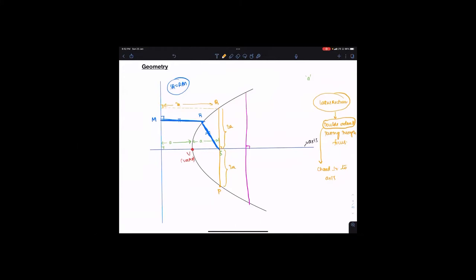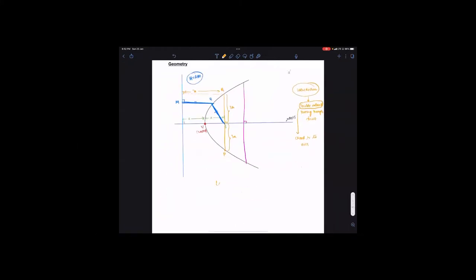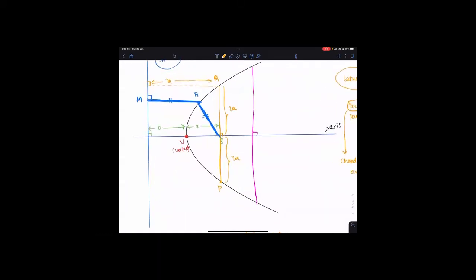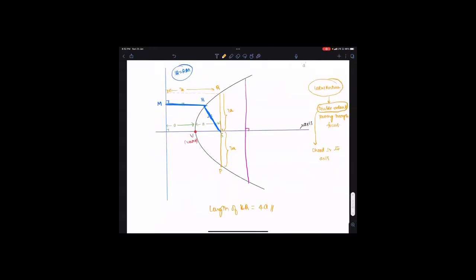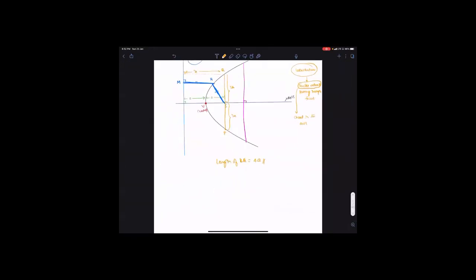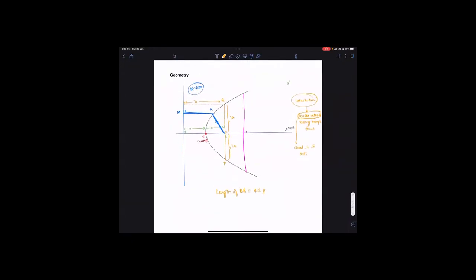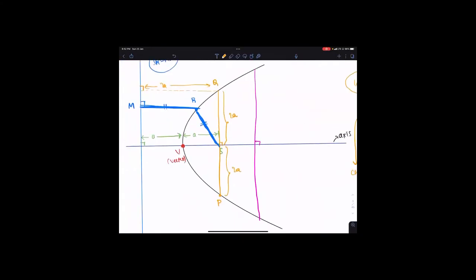So this PQ is the latus rectum. So the length of the latus rectum is given by 4A. And see here how we are getting the ends of the latus rectum, how we are getting P and Q. You start at S, move in the perpendicular direction to the axis by distance 2A, and you will get both the ends of the latus rectum.